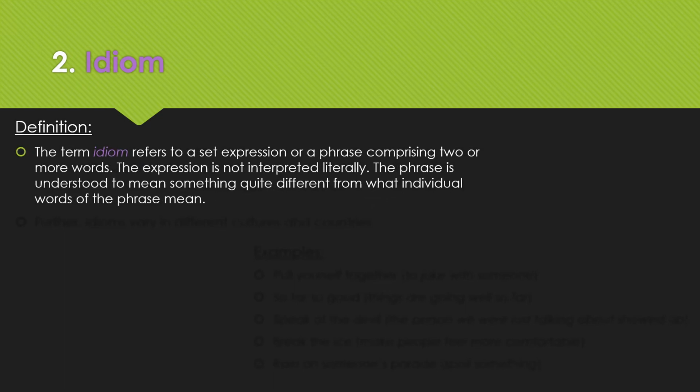The second literary device we'll be covering today is idiom. By definition, the term idiom refers to a set of expressions or a phrase comprising two or more words. The expression is not interpreted literally. The phrase is understood to mean something quite different from what the individual words of the phrase mean. Moreover, idioms vary in different cultures and countries.